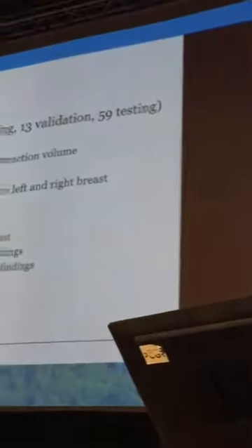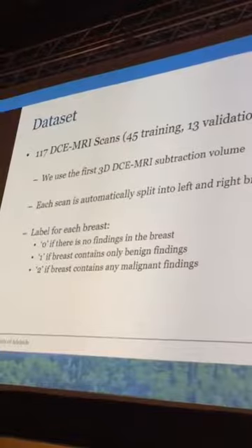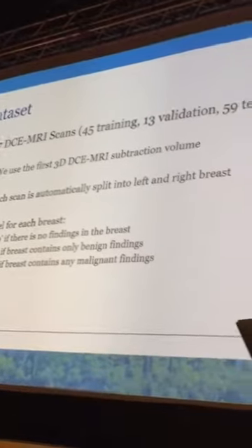Our dataset consists of 117 scans, of which we will use 45 for training. And because our methodology runs breast-wise, that means that we have 90 images for training. Each breast is labeled as healthy, or 0, if there are no findings. It will be labeled as 1, or benign, if we only find benign findings, and it will be labeled as malignant if there is at least one malignant lesion.